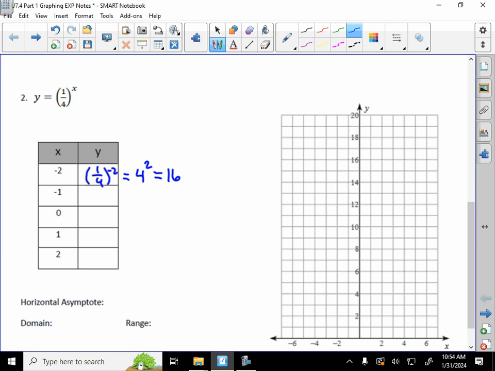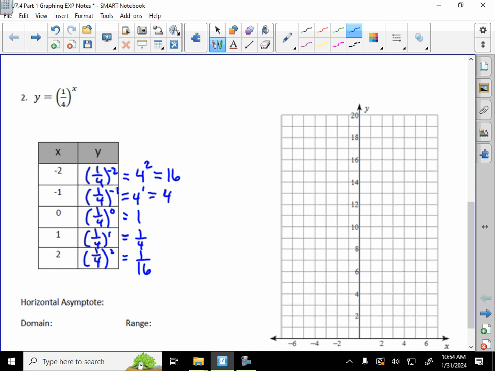And then putting -1 in. Okay, again, you could flip the fraction and then change the sign to a positive. So that would be 4 to the +1, which would be 4. And then 1/4 to the 0, that's just 1. 1/4 to the first is 1/4, or 0.25. And then 1/4 to the second is going to be 1 over 16.